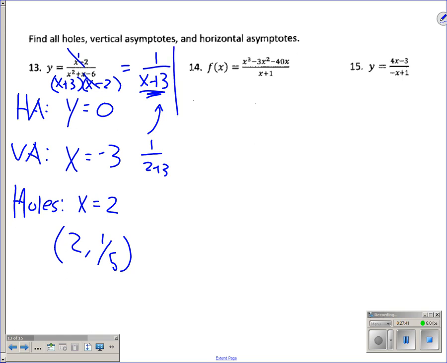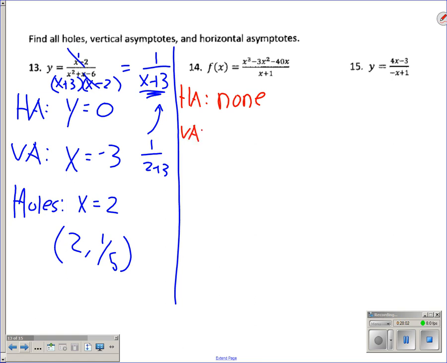Let's try the next one. For the next one, again, I want to start off by talking about my horizontal asymptotes. You're comparing the highest power on top to the highest power on bottom. We've got a 3 over 1 power. So the highest power is on top, and if that's the case, it always means that there are no horizontal asymptotes.